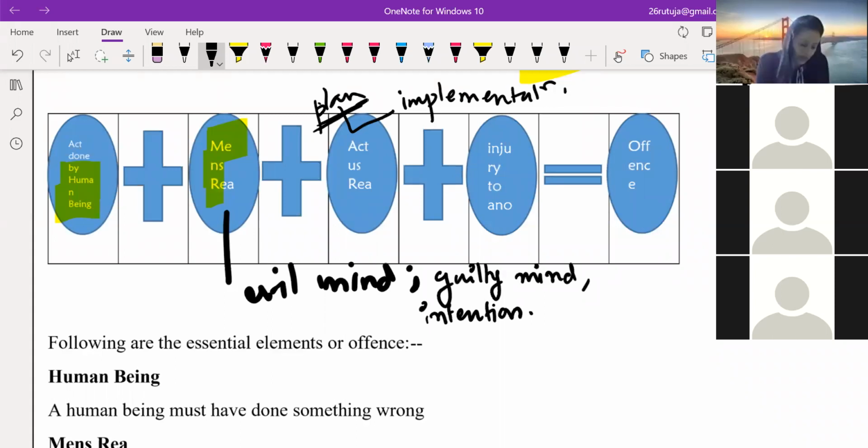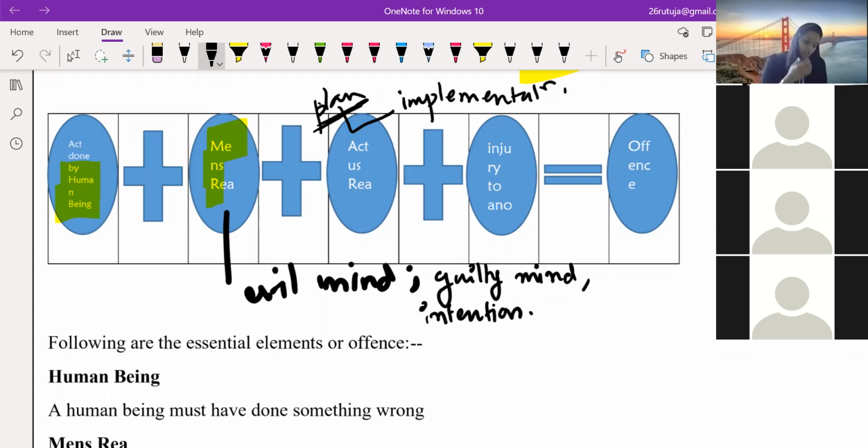No, ma'am, कमिटेड नहीं हुआ है ना. ऑफेंस कहाँ से होगा? Correct, absolutely right. So there cannot be a crime if an actual wrongful or a criminal act has not taken place. So along with mens rea, it is very important that there has to be actual commitment of that act. And the last essential ingredient of offense is injury to another person.